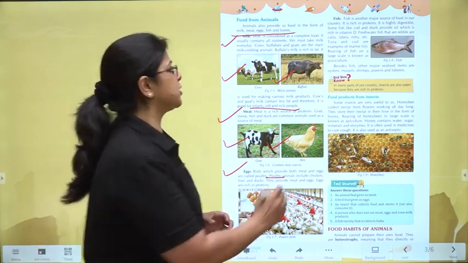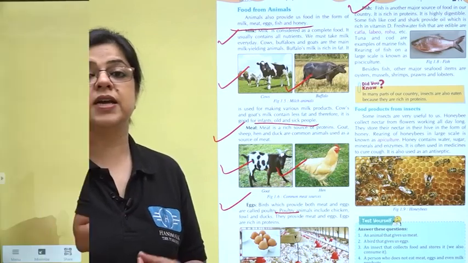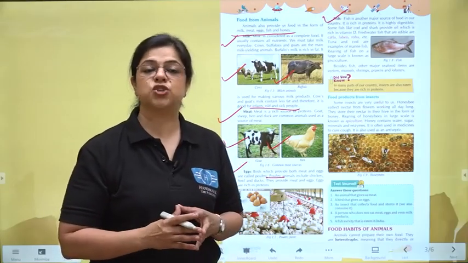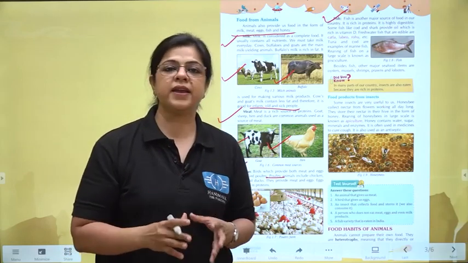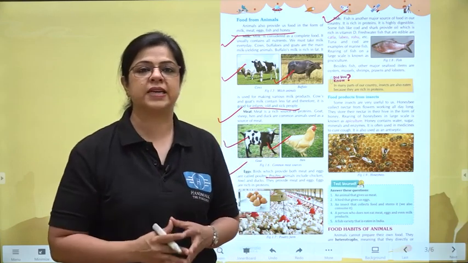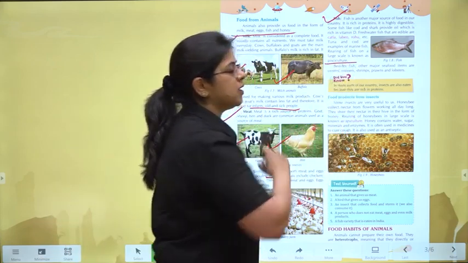Coming next to fish. Fish is another major source of food in our country. Some fish like cod and shark give us the important oils. They are a very rich source of vitamin D. Large-scale rearing of fish is known as pisciculture.